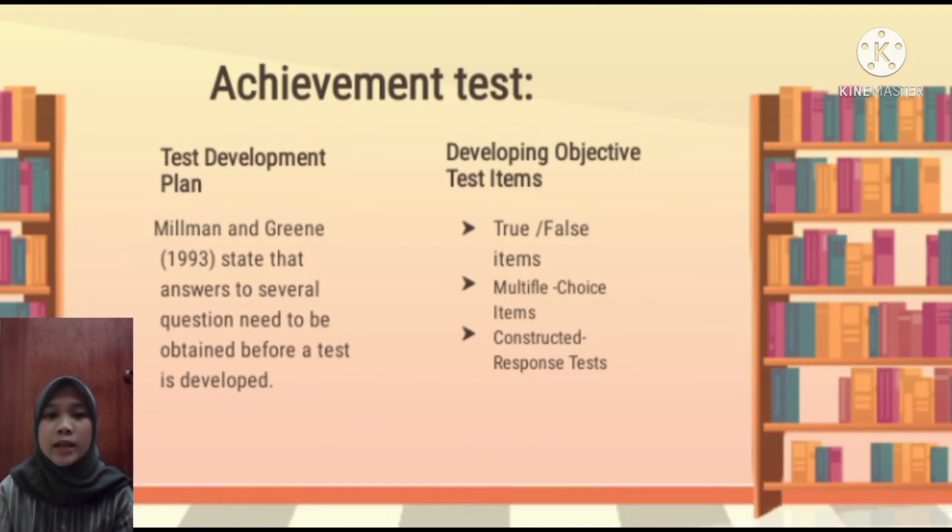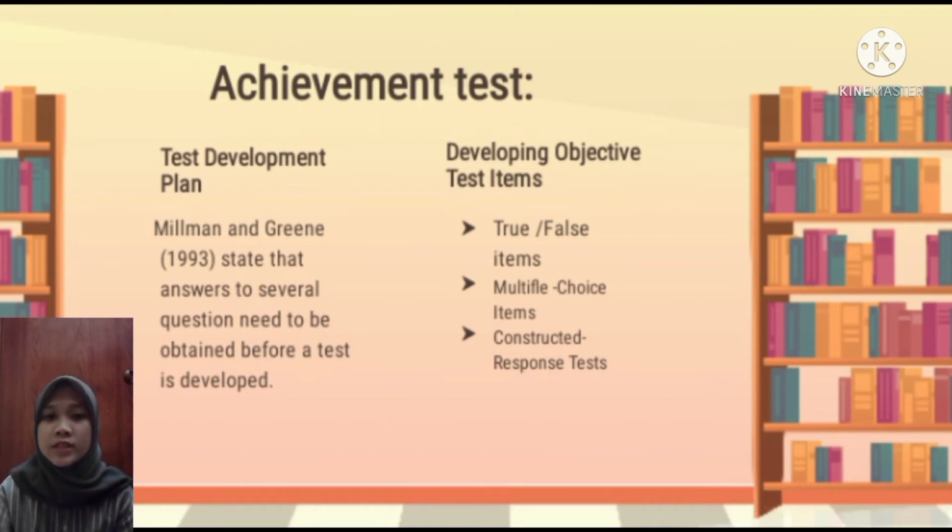The second, developing objective test items. True/false items are written as statements that a learner determines to be either correct, true, or incorrect. Use them frequently. For example, Los Angeles is the capital of California.